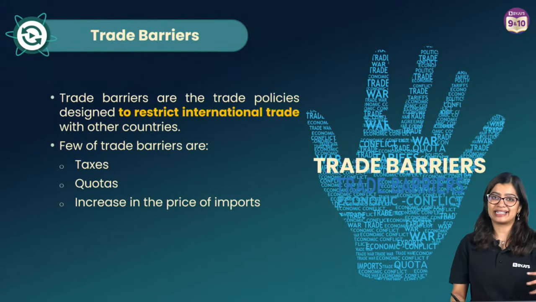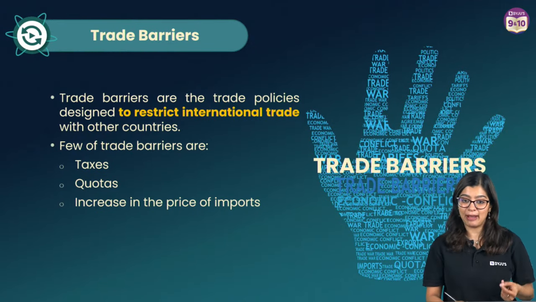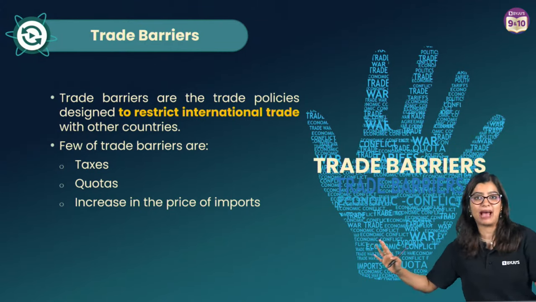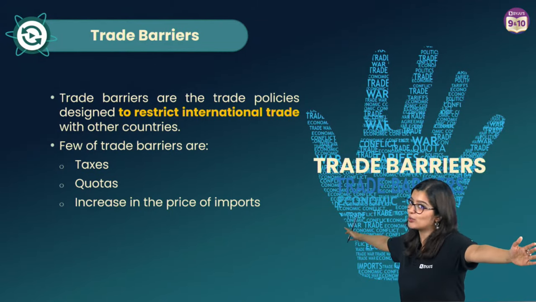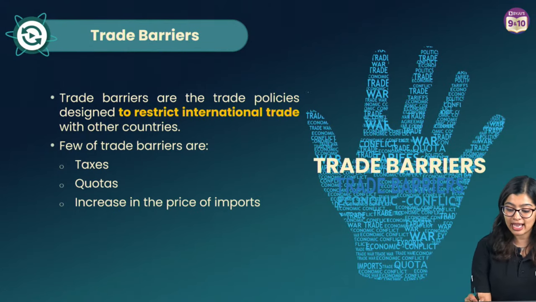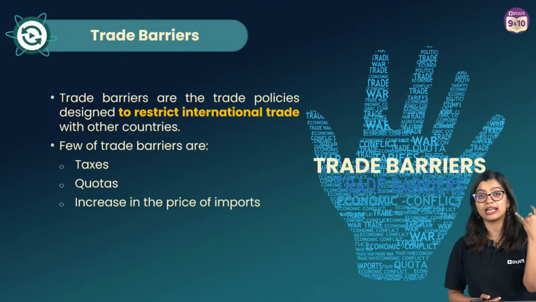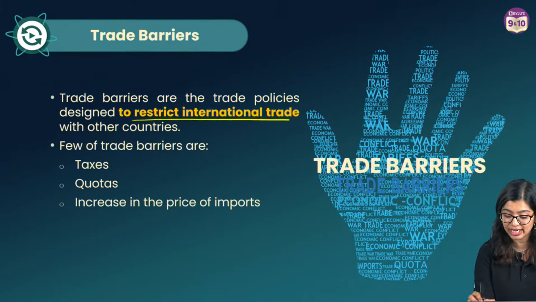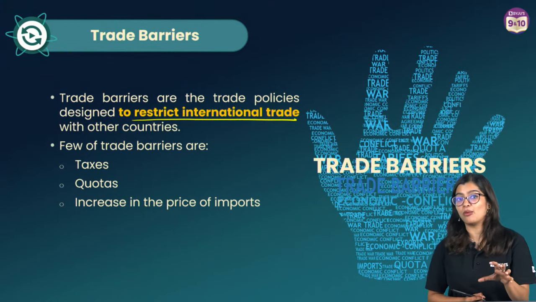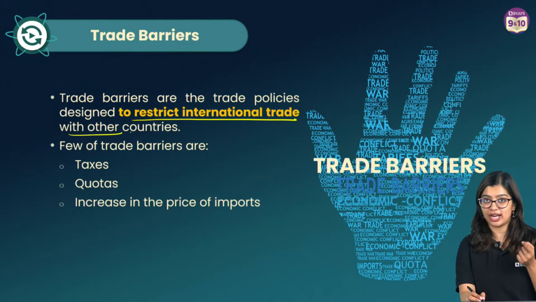So what we saw as an example was a trade barrier, right? Now, what is a trade barrier? A barrier is not a physical barrier where people will say, no, you cannot bring this in. It is not a physical barrier, but rather they are policies. Now, what are these policies? These policies are implemented in order to restrict international trade, right? So, in order to restrict how much international trade comes in from other countries, we call these trade barriers.